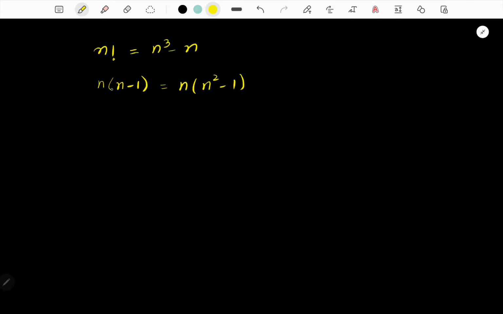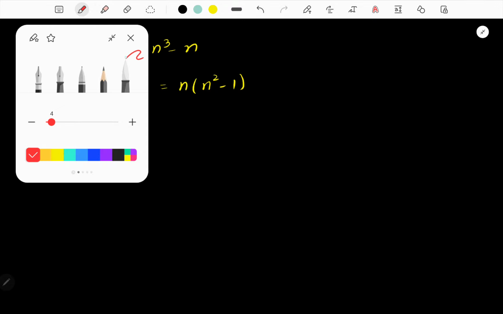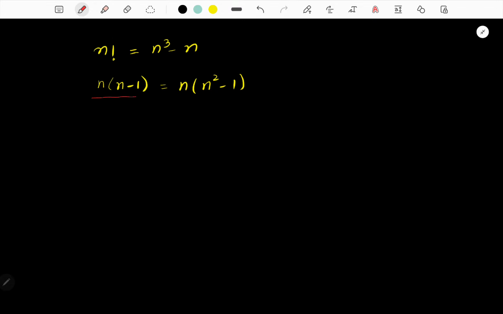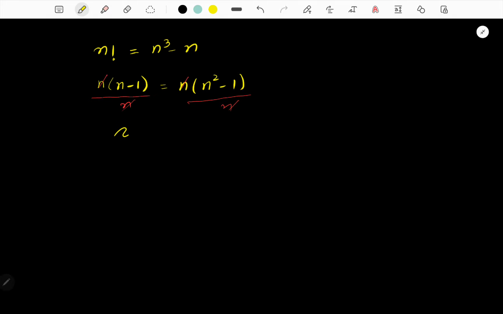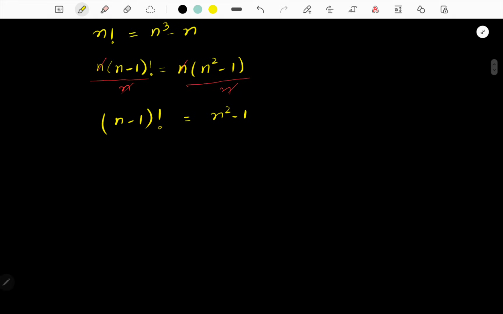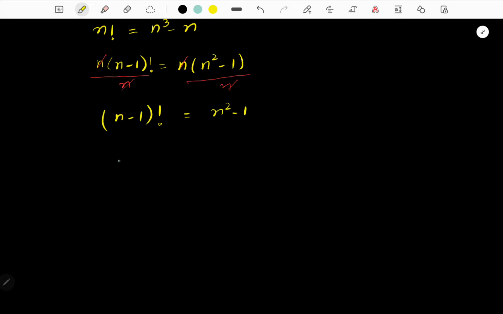It means we can divide by n on both sides, and after division this n will cancel out with these n, and we will get n minus 1 factorial. This must be equal to n square minus 1. Now we can write it as n minus 1 factorial is equal to n square minus 1.